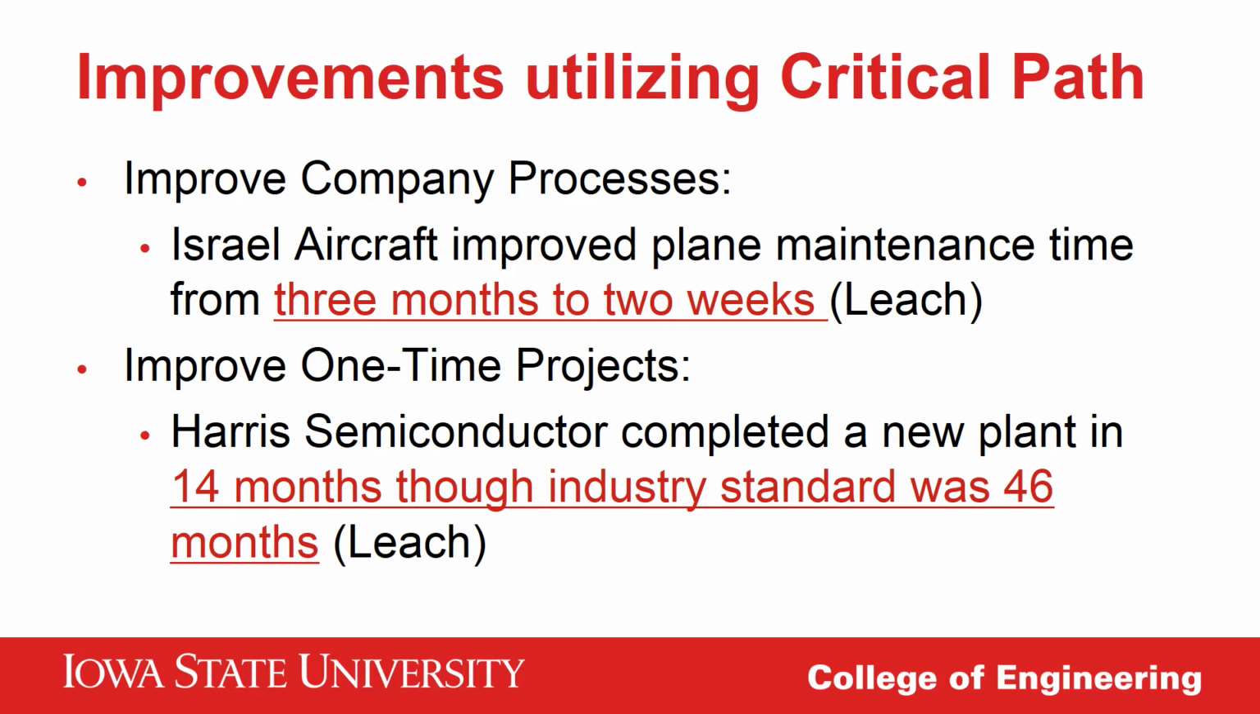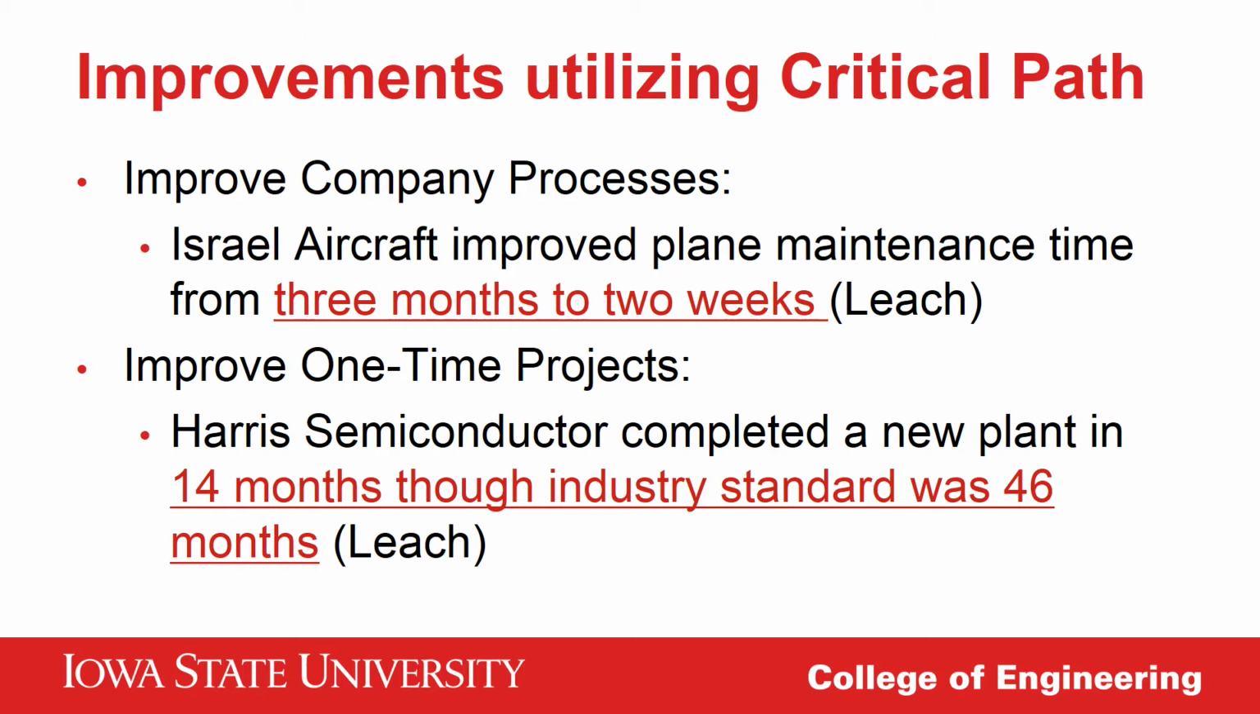Using critical path management to streamline and prioritize tasks has proven to be useful in many different types of projects. Israel Aircraft used critical path management to improve their average plane maintenance service time from 3 months to 2 weeks. This saved them money that they were previously paying in late charges.